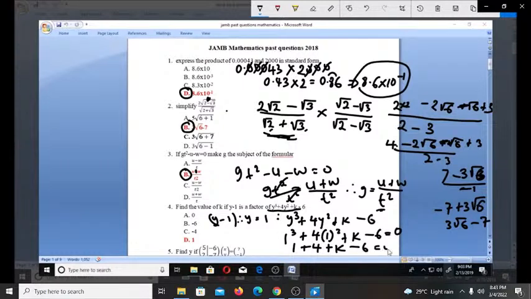Now take every other thing to the other side, leaving only k, so that we have k equal to 1 plus 4 is 5, 5 minus 6 is minus 1. So you have k minus 1, then take the minus 1 over to this side, it becomes 1. So you have k equal to 1, making this the answer to this problem.